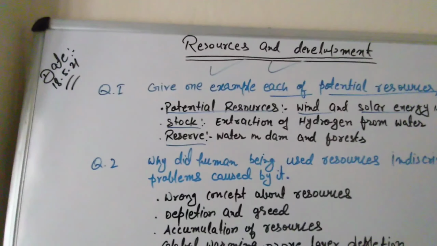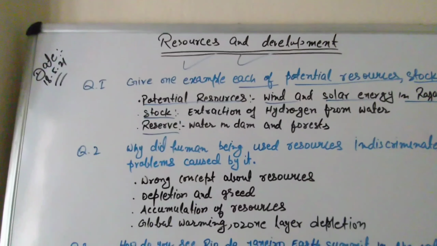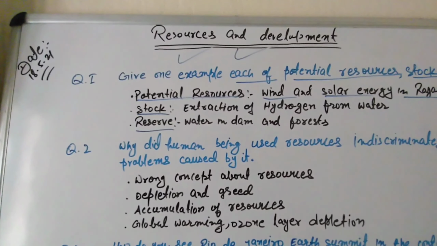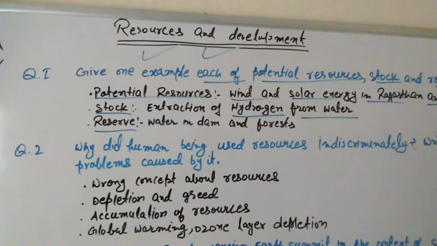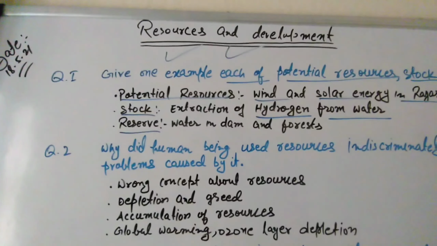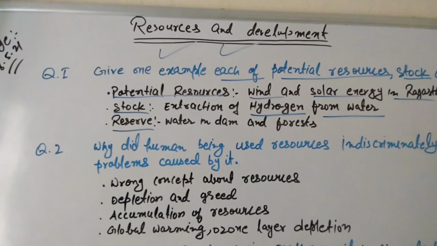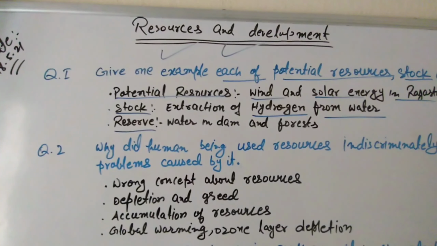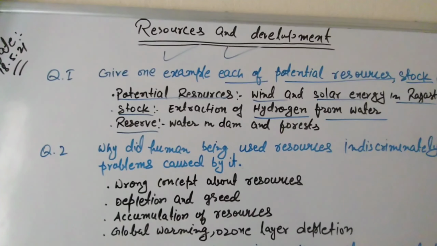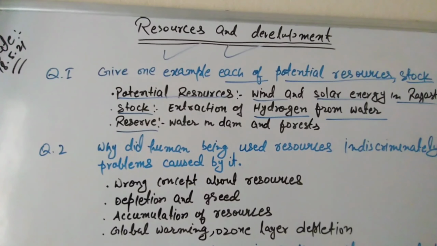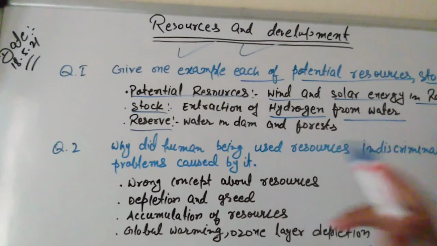Stock is actually a special kind of resource that is not a resource right now, but in future can be used as a resource. Take the example of hydrogen. You know that water is a mixture of hydrogen and oxygen. There is a possibility that one day we can extract hydrogen from water and use it as a fuel. But now it is not possible because we do not have such technology, but in future we may have the technology and we can extract hydrogen from water. So this type of resource can be known as a stock.